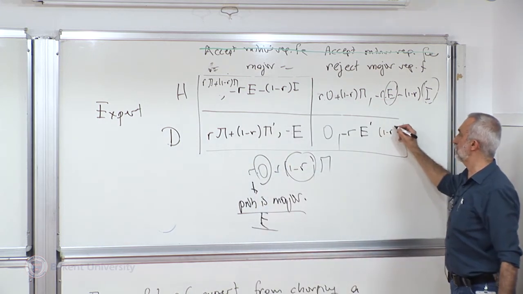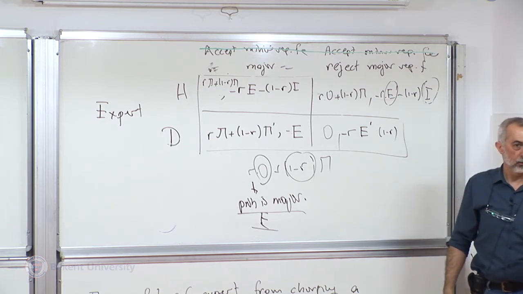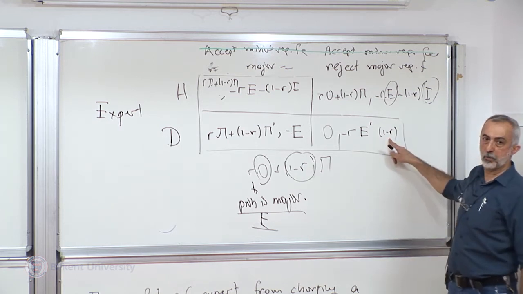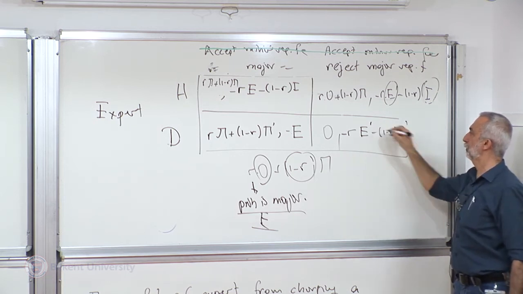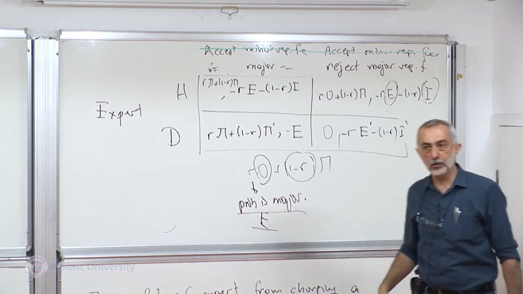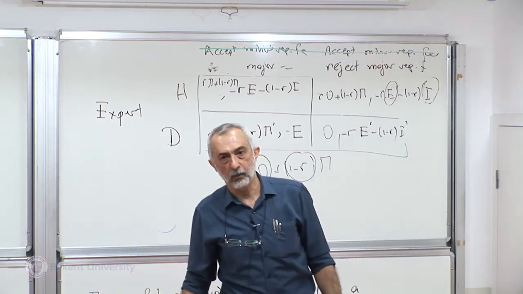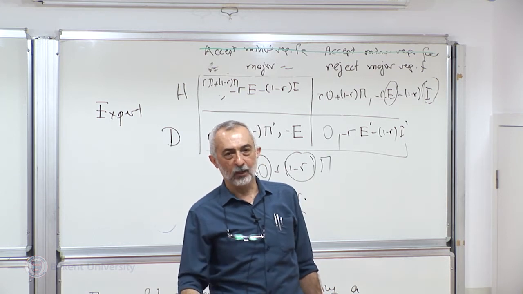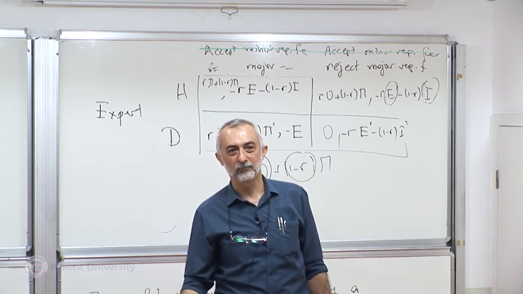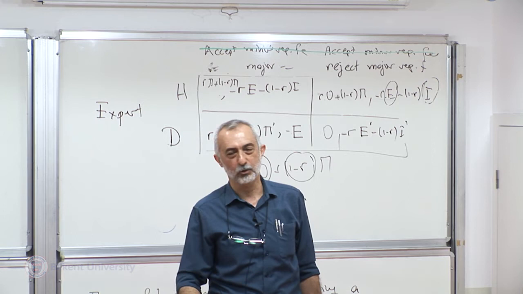And with 1 minus R probability, it's going to be a minor problem, and the outside option will cost him I prime. So that finishes modeling the game. Now, we're done with modeling. We can solve for the Nash solutions.